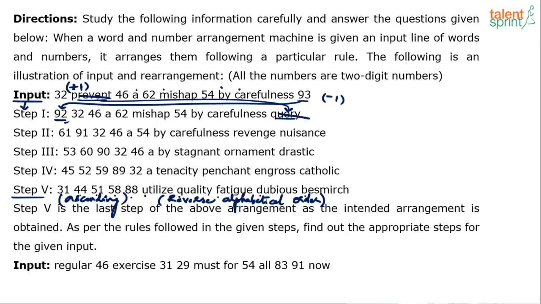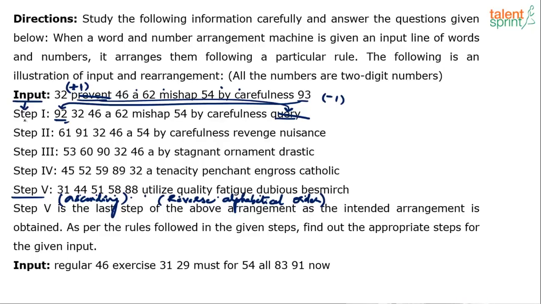So the logic is this. You move words and numbers. In each step, a word and a number is moved. Right? So that finally we arrive at this output. While moving the numbers, reduce the number by 1. While moving the word, change, or not the word in fact, let's talk about letters. While changing the letter, take the next letter as per the alphabetical order.